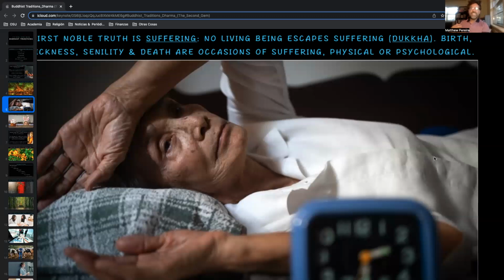Birth, sickness, senility, and death are occasions for suffering, whether it be physical or psychological, any form of suffering, right? And this is the first noble truth, that suffering is a part of life, and that suffering is more or less inescapable in this life, right? It's something that we hold in common.